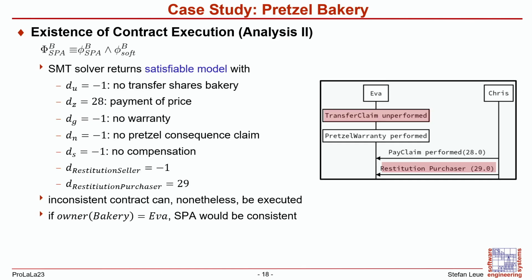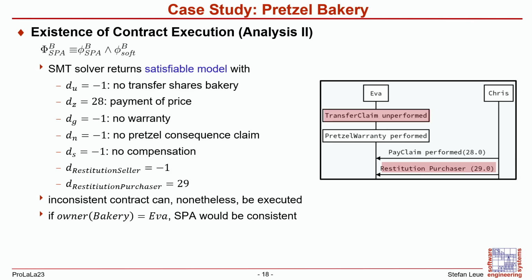A last example that I want to briefly show is that we're analyzing this pretzel bakery contract, and we're getting an execution where no transfer of shares of the bakery is happening. The price is actually being paid on day 28. There's no warranty, no pretzel consequence claims. There's no compensation that's happening. There's also no restitution of the seller, but there's a restitution of the purchaser, which has paid the price, and that leads to this execution of the contract.